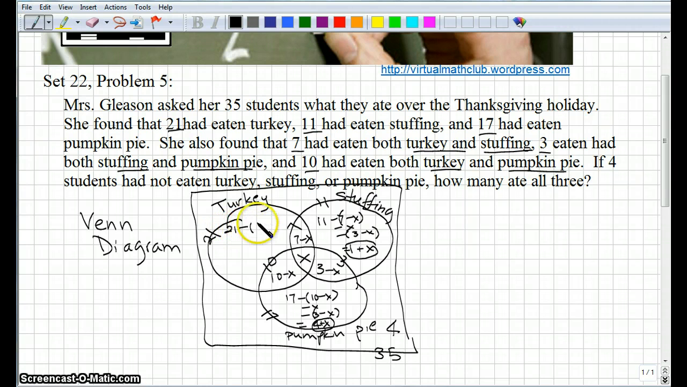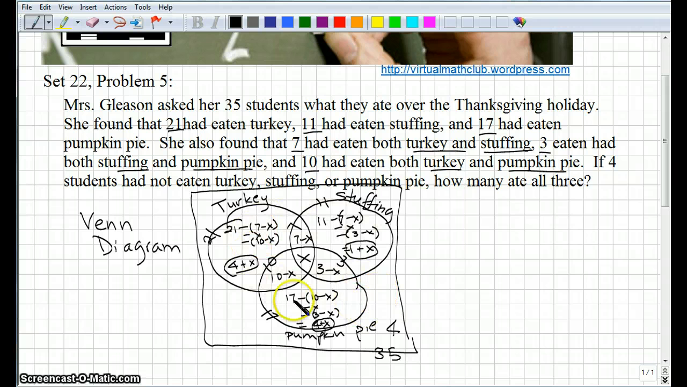And here we have 21 minus 7 minus x, minus 10 minus x, okay? We're just finding the kids who only ate turkey and not stuffing or pumpkin pie. So 21 minus 10 is 11, minus 7 is 4, so we have 4 plus x as our simplified equation. All right, so now we know there were 35 kids and 4 of them didn't eat any of these.